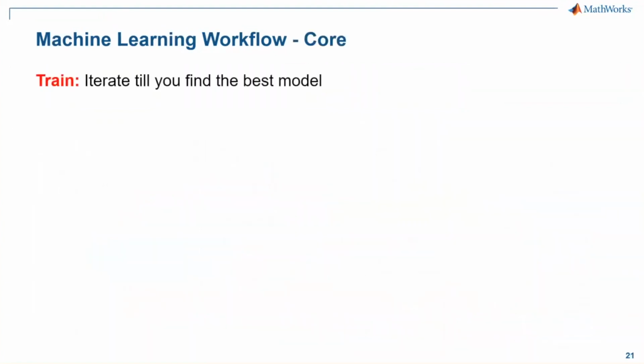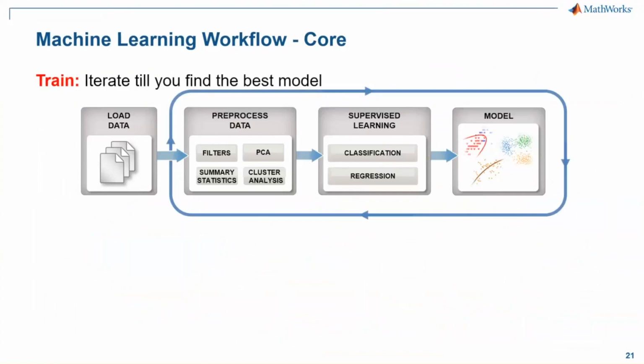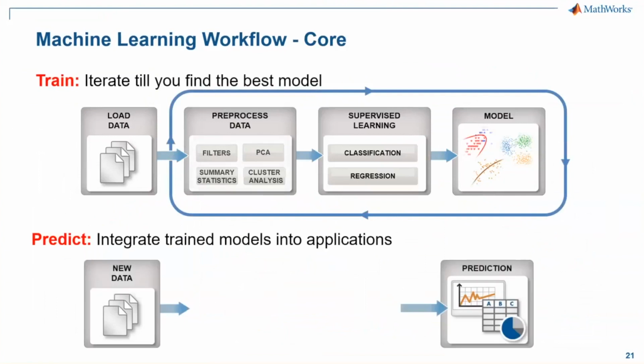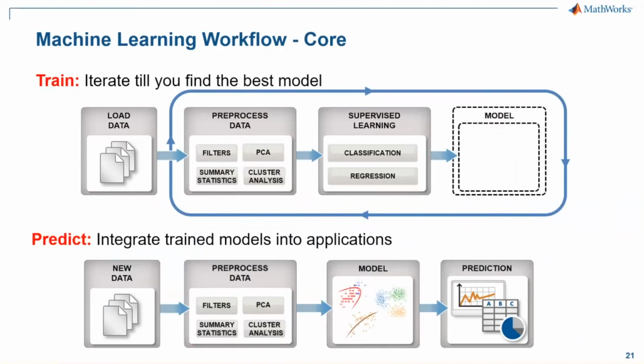So at its core, we're talking about training these models, right? So we have our data, we're processing our data, we're developing these models, and there are some iterations that we have to do. But once we have our model, now we want to do the prediction, right? In our case, it's MPG, but it can be, I don't know, the temperatures, right? So once we have new data, we need to, again, do the same pre-processing, and then we'll use the model to generate that prediction.